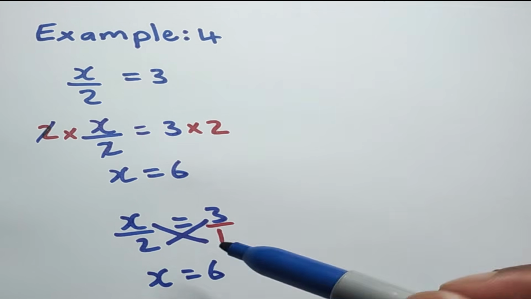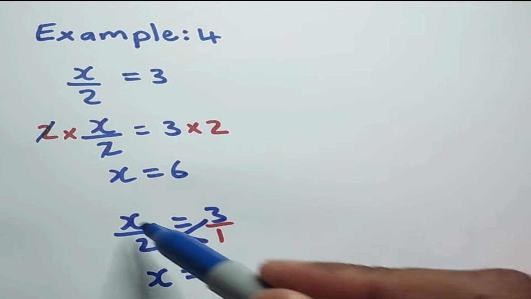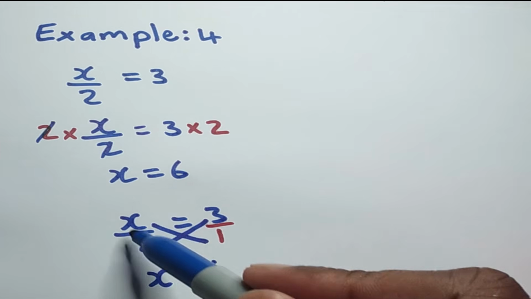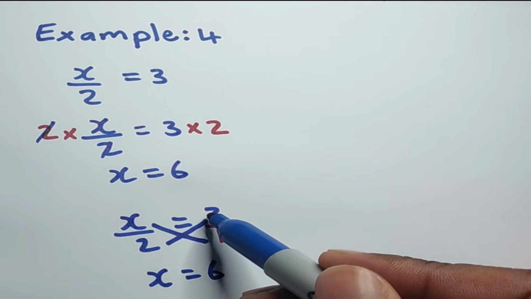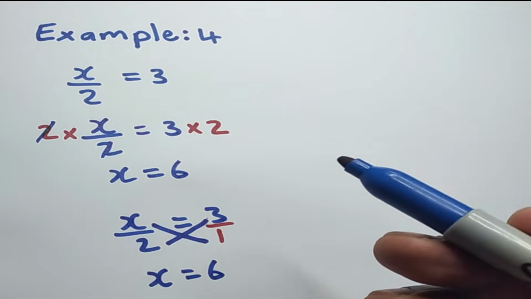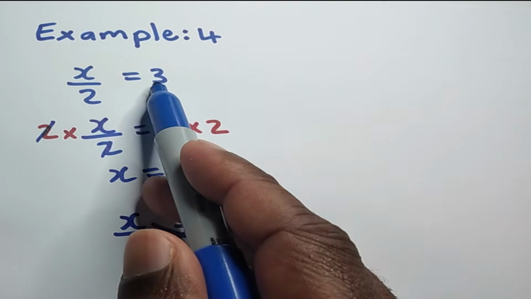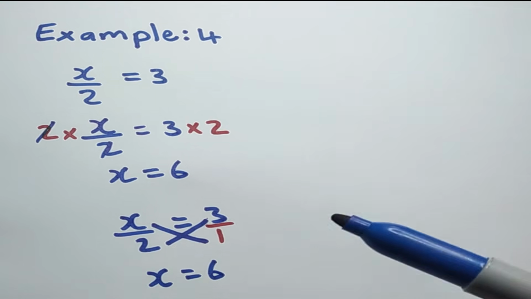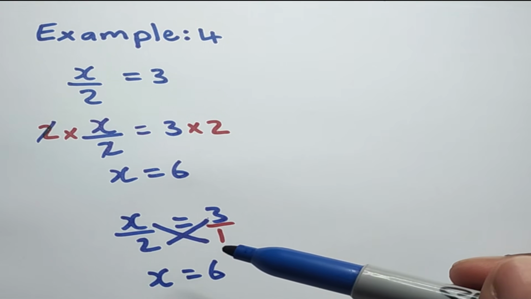And you can always check your answer. So if I replace the x with 6, 6 divided by 2 would give me the 3 right here. So if you substitute back the answer that you got, you should obtain the correct result. If you're not getting that, then you did something wrong.